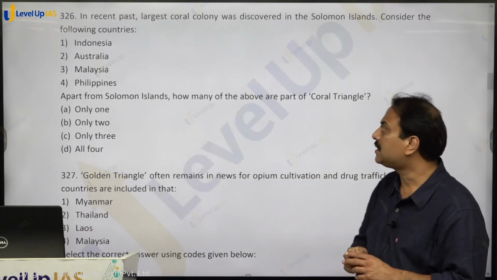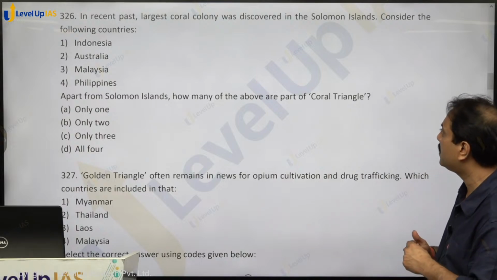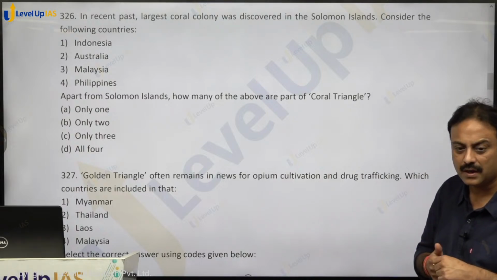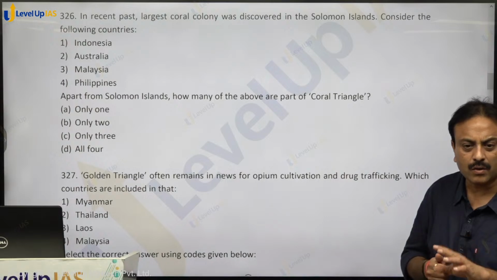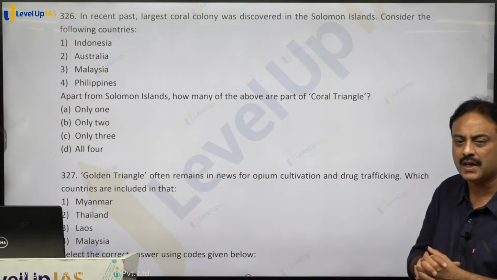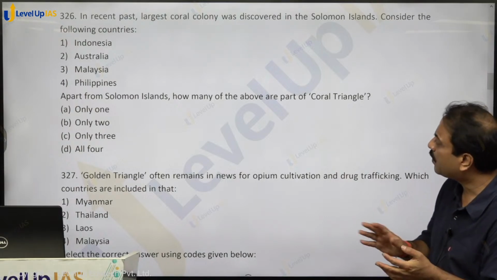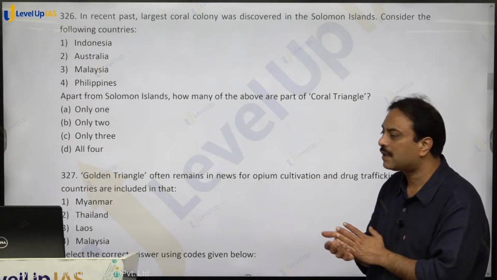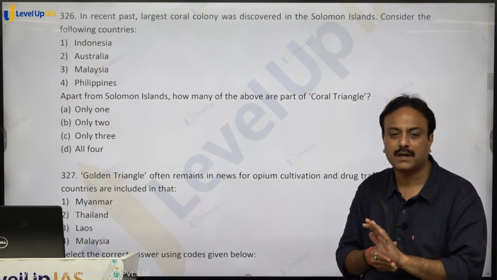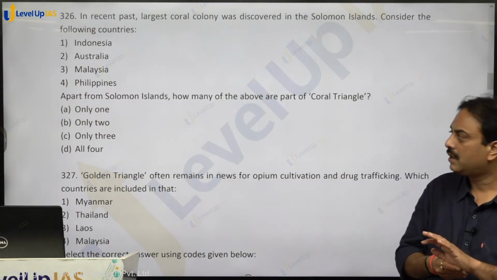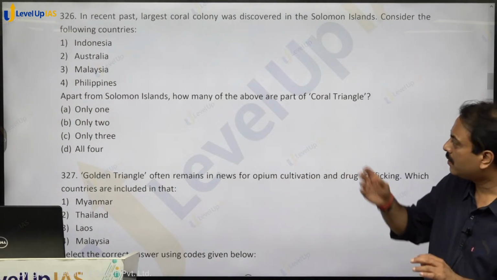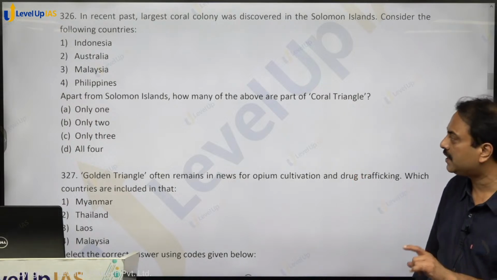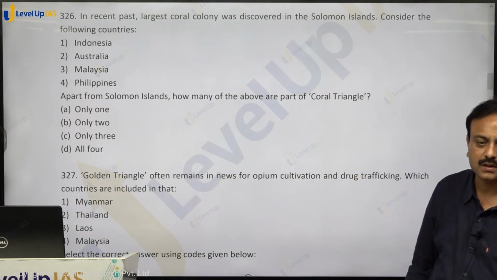In recent past, the largest coral colony was discovered in Solomon Islands. It was in news that a coral colony has been discovered in Solomon Island, the largest one. Consider the following countries. Apart from Solomon Islands, which of the above are part of Coral Triangle? Four countries are given over there: Indonesia, Australia, Malaysia, Philippines.